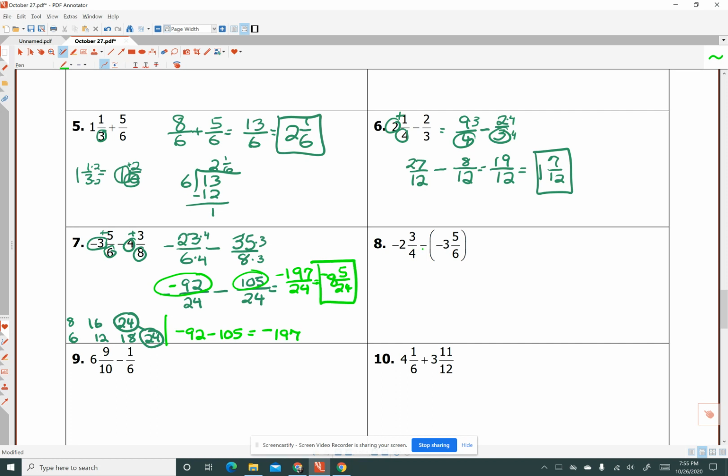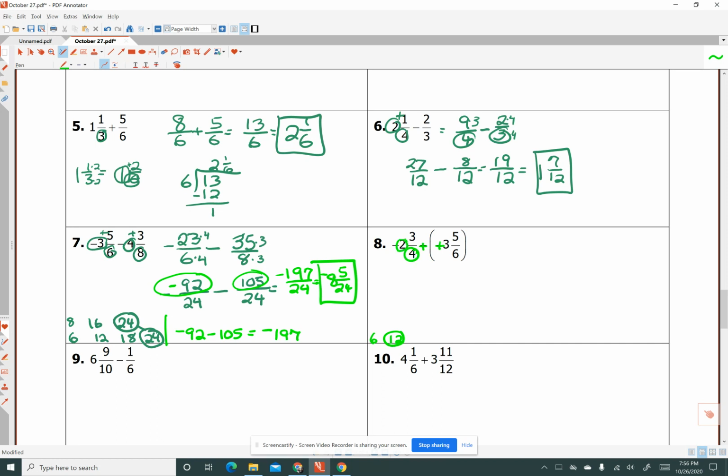Number 8 is one of those tricky ones where we are subtracting a negative, and the best way to deal with that is to make them positive. So let's think about the common denominator. We can have 6, 12. Oh, okay, 12 is divisible by 6 and 4. So 12 will be our denominator. But first, let's turn them into improper fractions.